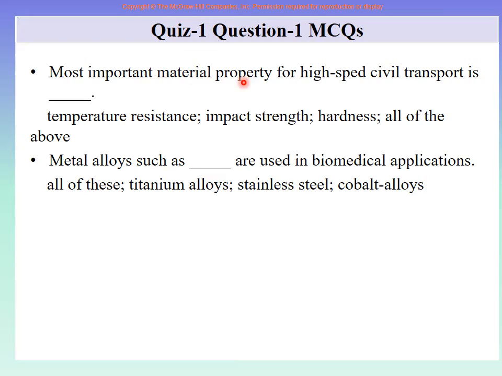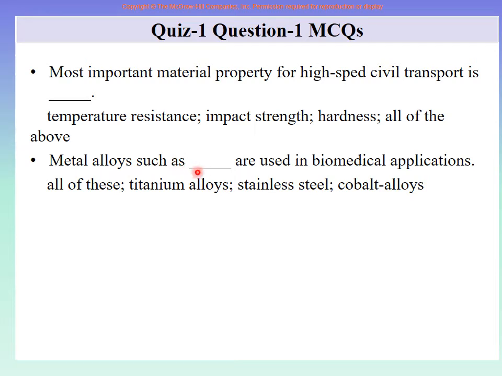Most important material property for high speed, sorry, one E is missing, high speed civil transport. Most important, there are many: temperature resistance, impact resistance, hardness, all of the above. They are all important. But temperature resistance, because high speed civil transport, if you remember, was traveling at several times the speed of sound. And then the friction with the Earth's atmosphere creates a huge amount of heat, and the whole thing will burn down if temperature resistance is not there. So all other properties are also required, but this is the most important.